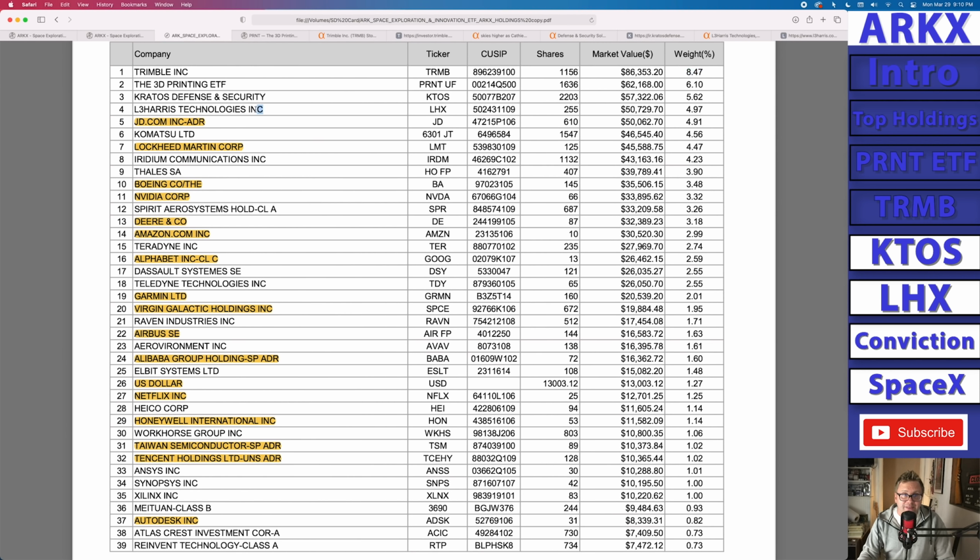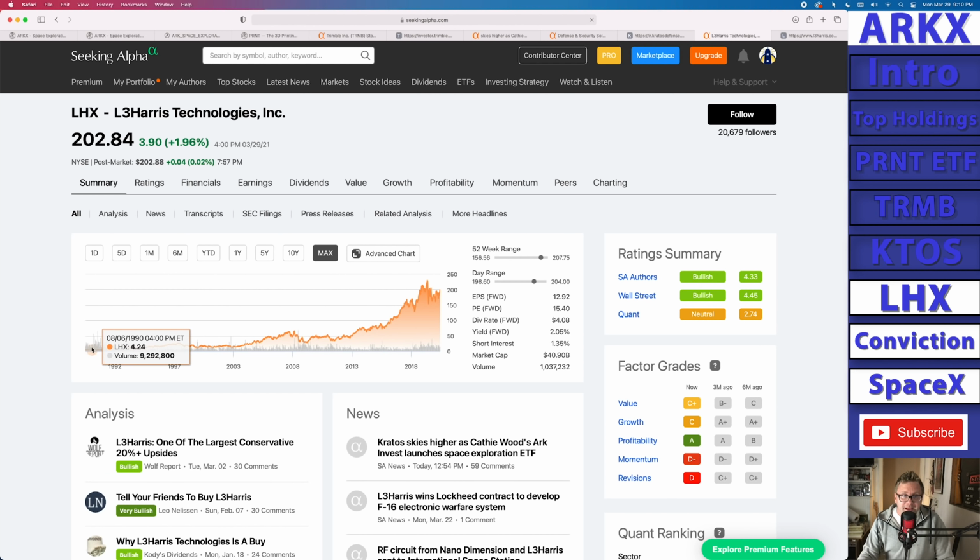Now, when we look at the fourth largest holding, it is L3Harris Technologies. This is a company that has also been around for a very long time. In fact, since 1990, this stock has been publicly traded on the stock market. It's got a pretty big market cap at about $40 billion.